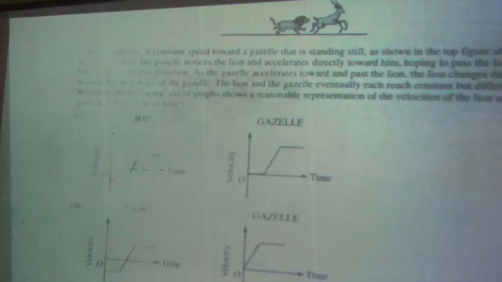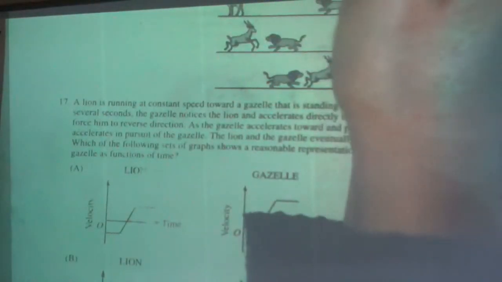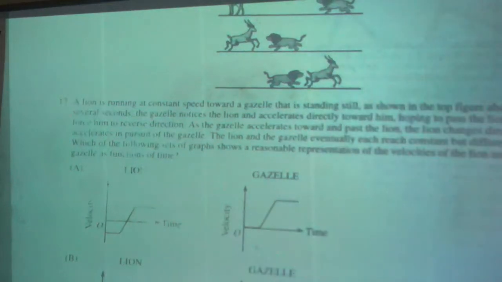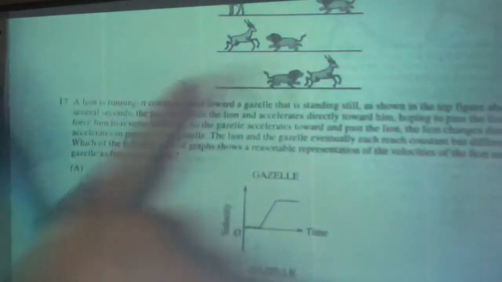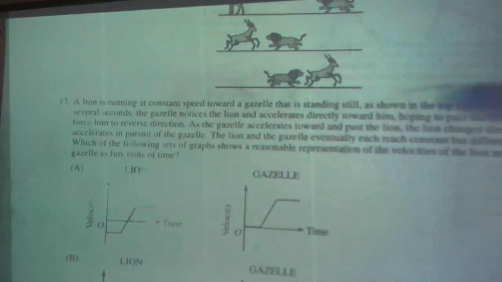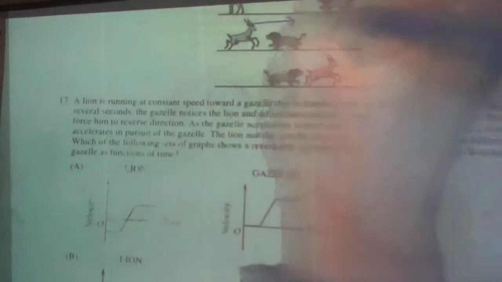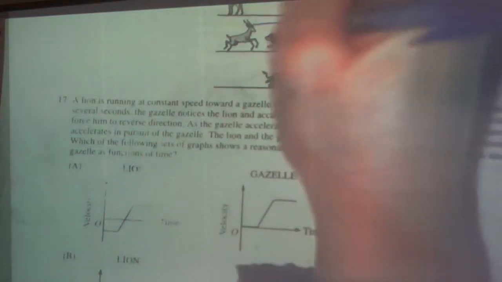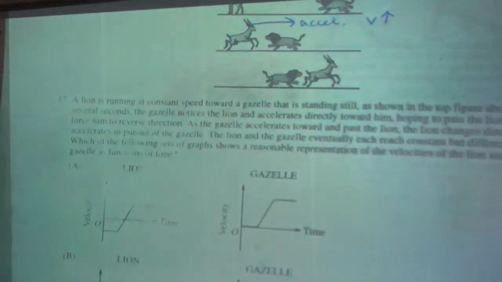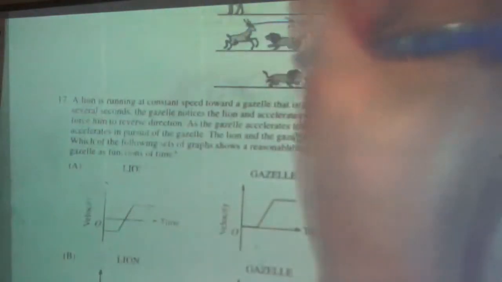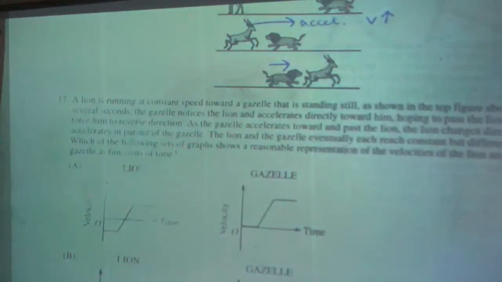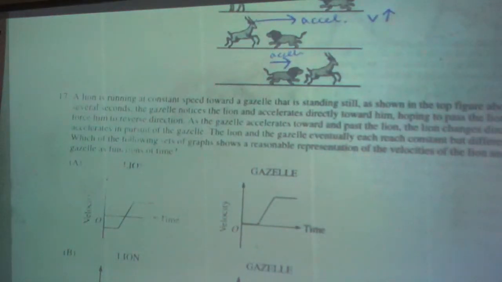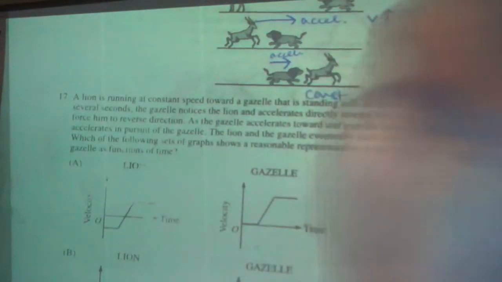Question 17: a lion running at a constant speed towards a gazelle that is standing still, as shown in the top figure. So at first, the gazelle is still, and the lion is going to the left at a constant speed. Then the gazelle notices the lion and accelerates directly towards him, hoping to pass the lion and force him to reverse direction. So the gazelle is accelerating, increasing velocity. The lion has to stop and turn around and go the other way. So the lion is now going this way, and he is accelerating. And then they both reach constant speed after a couple seconds.